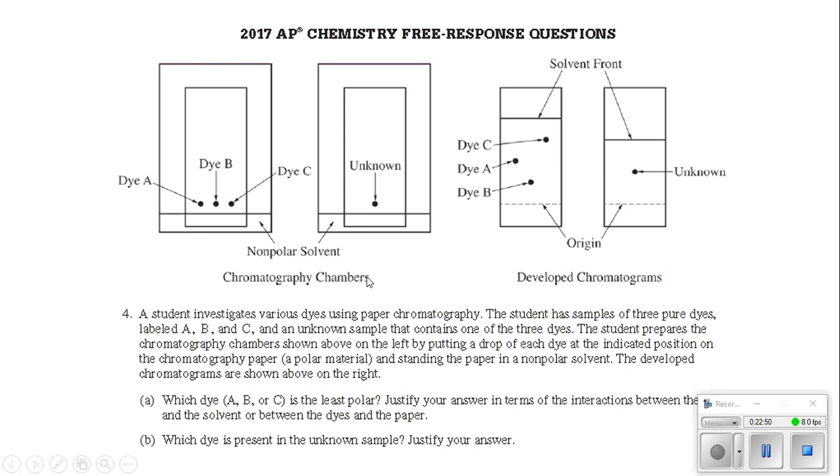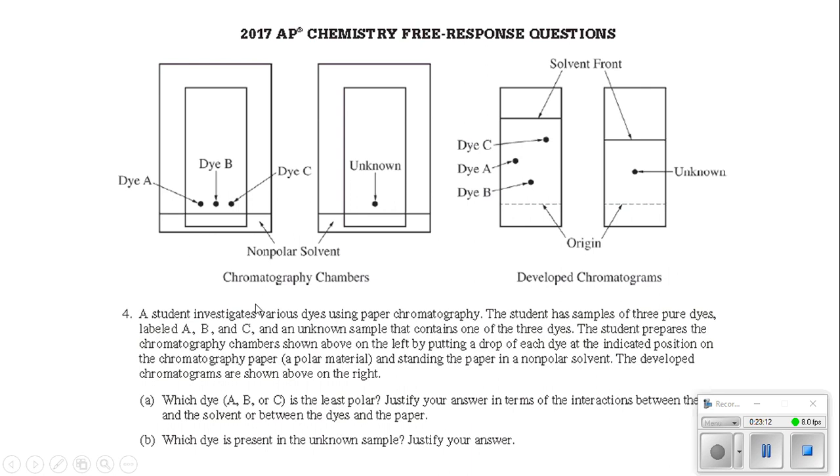So a student investigates dyes using chromatography paper. The student has samples of 3 pure dyes, A, B, and C, and an unknown sample that contains 1 of the 3 dyes. The student prepares the chromatography chambers as shown above on the left by putting a drop of each dye at the indicated position on the chromatography paper.